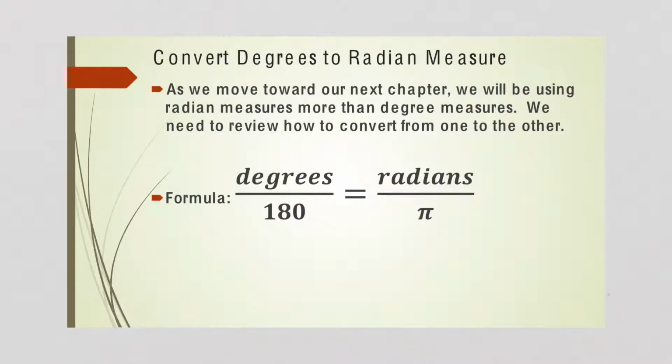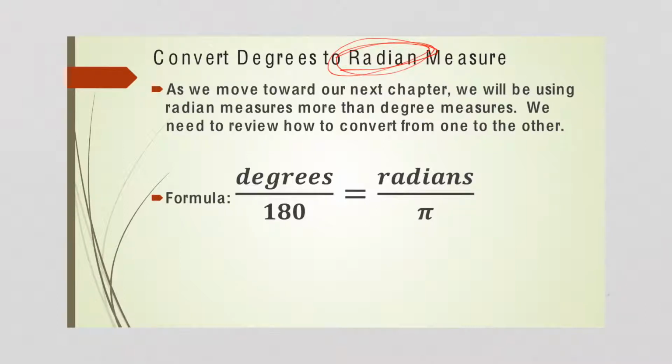Our next order of business is how do I convert from degrees to radians? As we move forward after Christmas break, we're going to spend a lot of time talking about the unit circle, and when we talk about the unit circle, we spend a lot of time in radians. So it's a good idea to get a good understanding of radians. Now, when we convert, it's a simple ratio. The number of degrees over 180 equals the number of radians over pi.